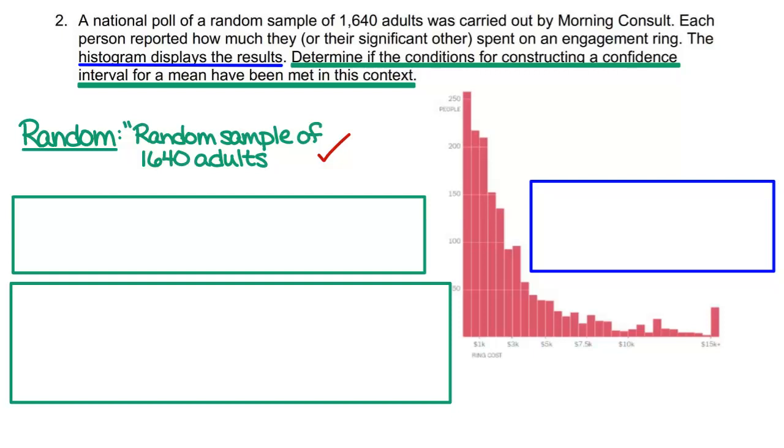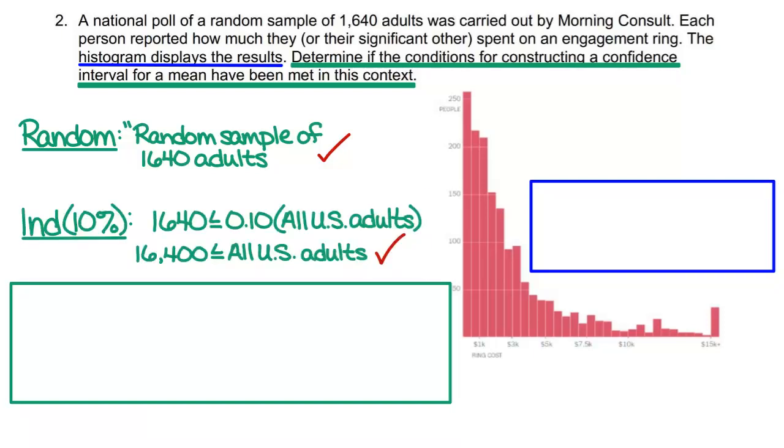Independence, which is my 10% condition. Do you think we met the 10% condition? Yeah, there'd have to be at least how many adults? 16,400. It says a nationwide poll, so I said US adults. We're still super clear. There's at least 16,400 US adults. And then the last one we have is what?